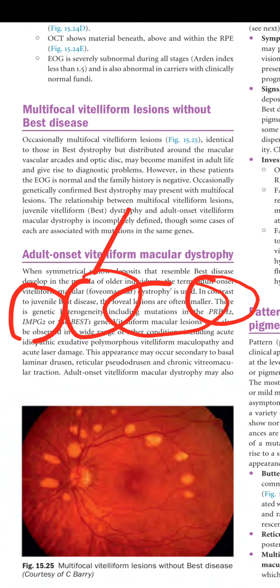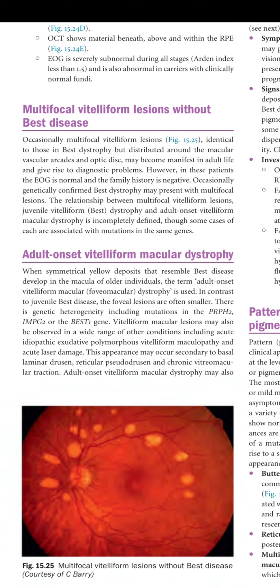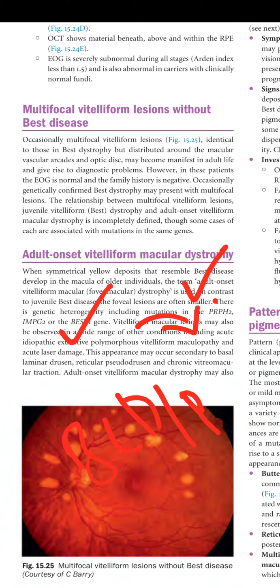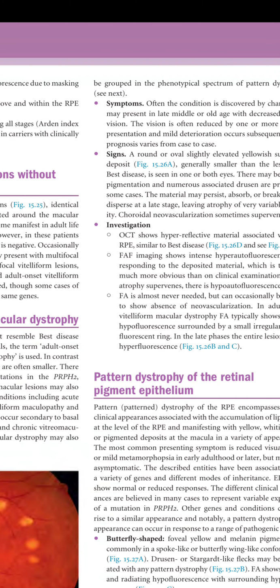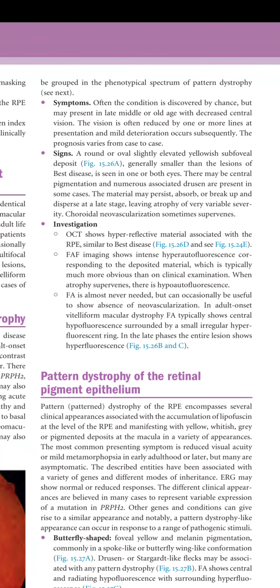And the vitiliform macular lesion gives similar findings as acute idiopathic exudative polymorphous vitiliform maculopathy and acute laser damage. And this appearance may occur secondary to, like, if there is a basal lamellar drusen, a reticular pseudodrusen, and chronic vitreomacular traction. Adult onset vitiliform macular dystrophy may also be grouped in the phenotypical spectrum of pattern dystrophy.